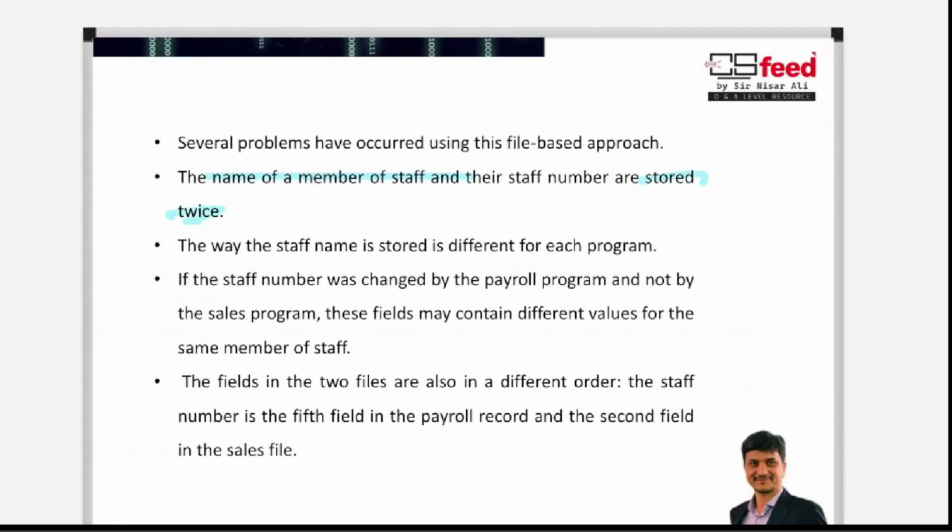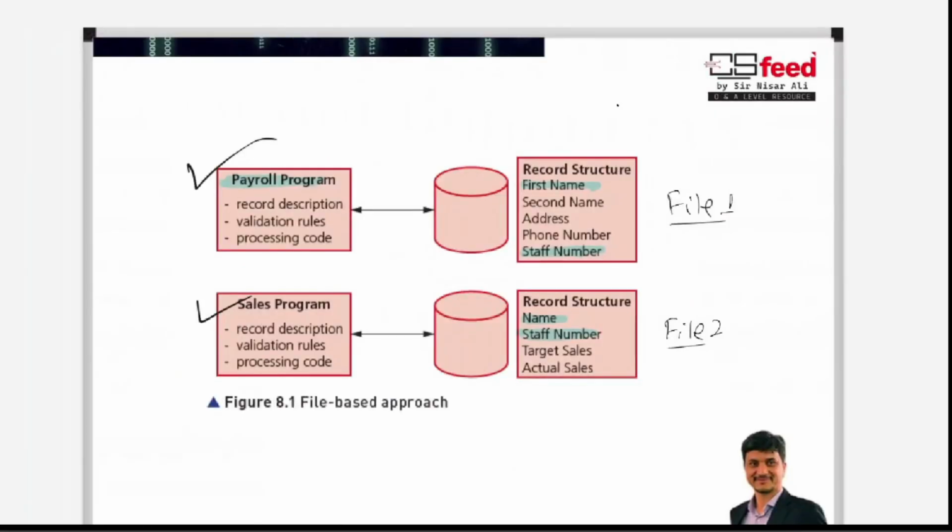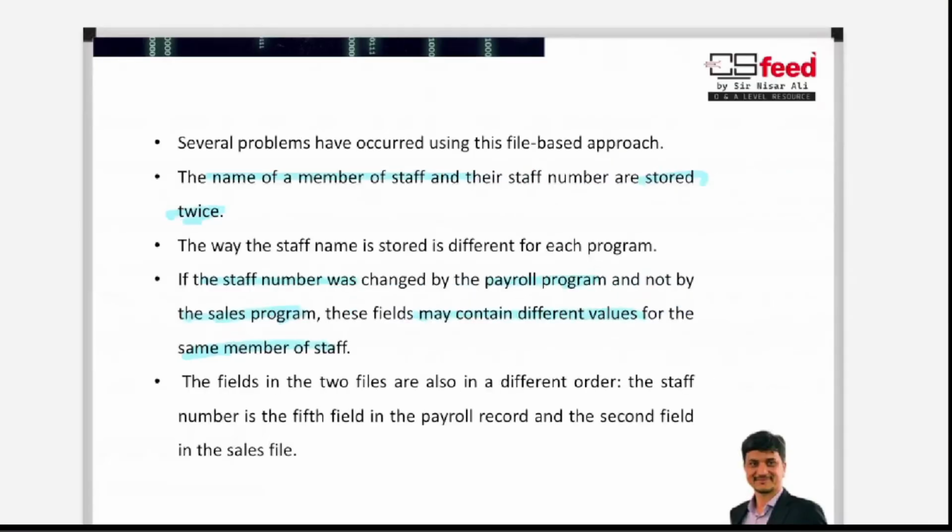All right. Now the other problem is the updation. If the staff number was changed by the payroll program and not by the sales program, the fields may contain different values for the same member of staff. So like here, the data related to staff is changed in this file by this program, then it will not be automatically updated in the file which is used by another program. So the problem of inconsistency will arise here.